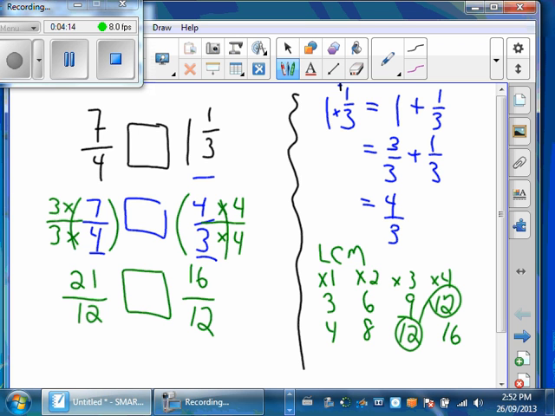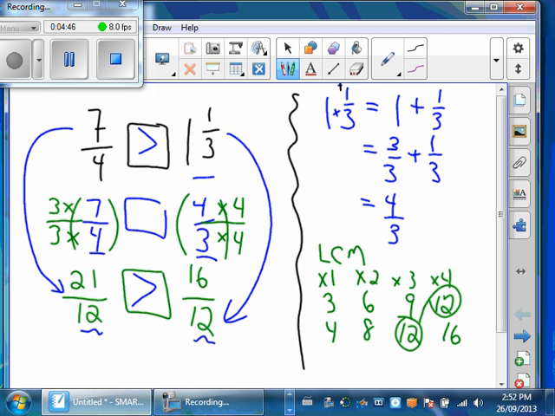Now you can see our two denominators are the same, both 12s, and we can clearly see that 21 over 12 is larger than 16 over 12. So we can say that 7 over 4 is the same as 21 over 12, and since 21 over 12 is greater than 16 over 12, and 16 over 12 is the same as 1 1/3, we can also say that 7 over 4 is greater than 1 1/3.